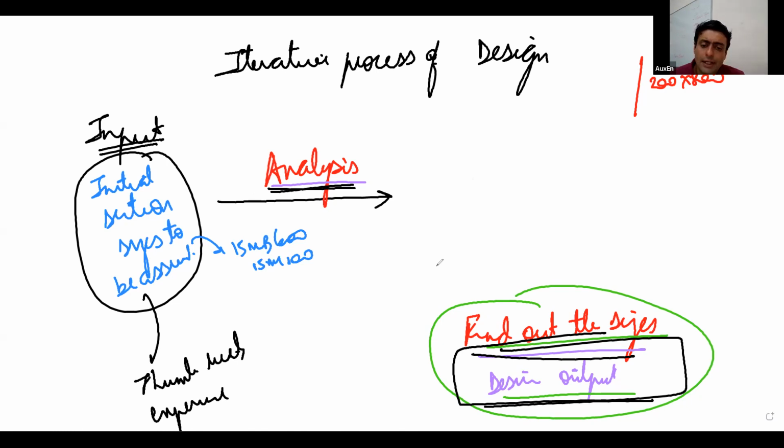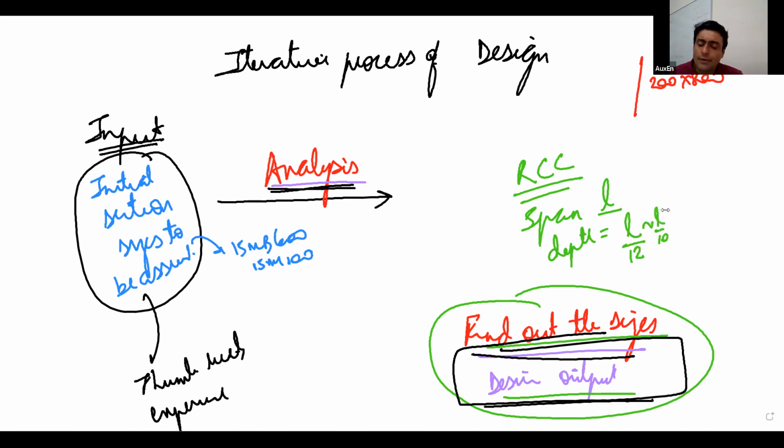For example, if once again I take the case of RCC, in RCC I think all of us know that if the span of my beam is, let's say, L, then what is the general depth that we start with for continuous beams? The depth that we generally start with will be around L by 12 to L by 10, isn't it? So this is your basic thumb rule. If you follow this thumb rule, then your initial section sizes would be, I would say, quite close to the final sizes.